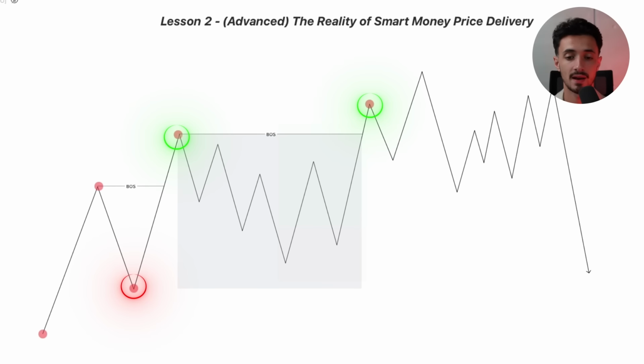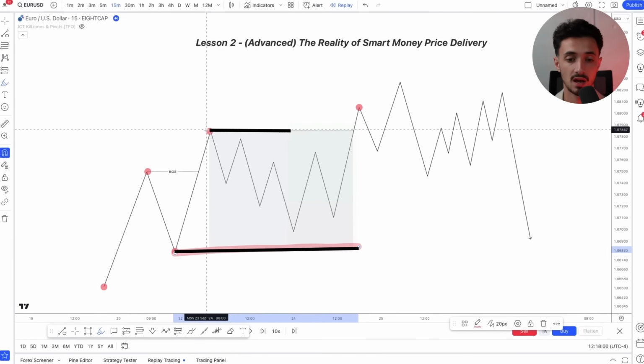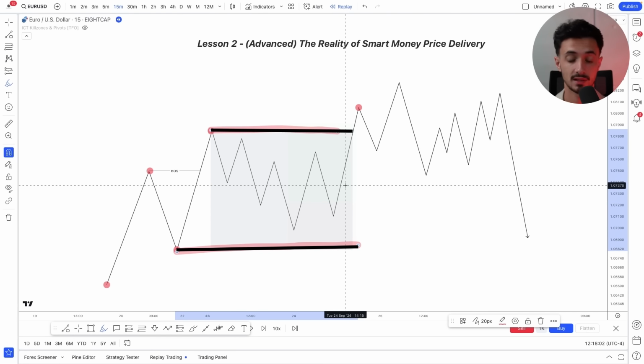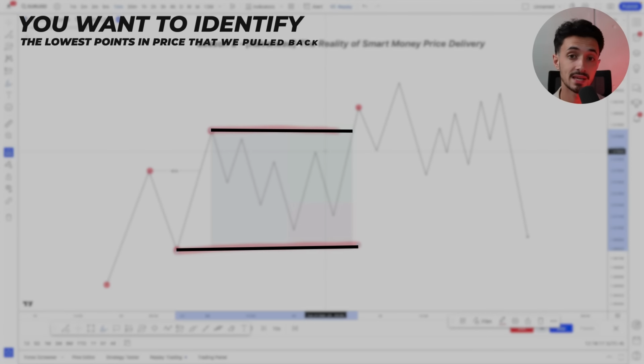And how we identify that is you look inside the previous price range, which is this low to this high, or you can use the box method, which is the same thing. It's essentially encapsulating the previous price's range inside of an area so that you can just see it for what it is. And so what then you want to do is you want to identify the lowest point in price that we pulled back before we broke.